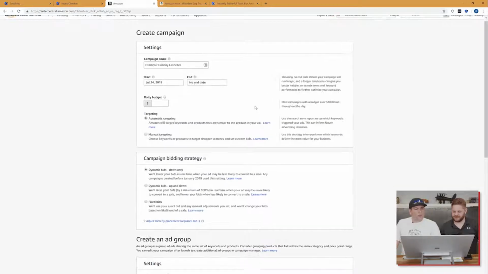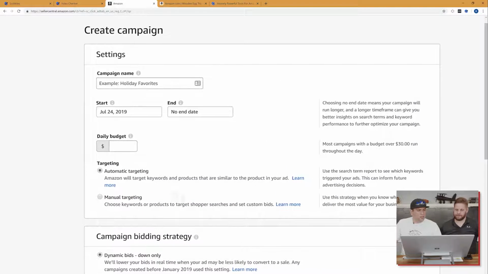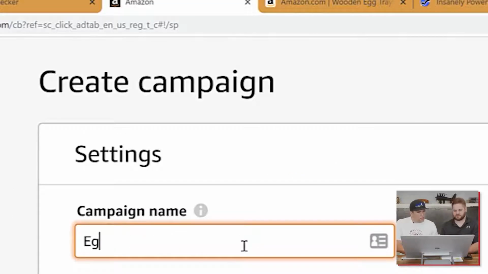All right, so now we're on the create campaign. Do you have a naming pattern you usually do? Just something simple. So we'll just put this egg tray test. Egg tray test. All right. Okay. Do we want to put an end date here? No, we'll just keep it running.